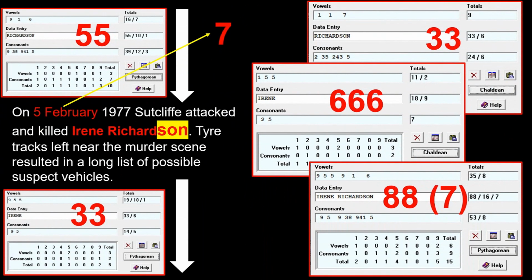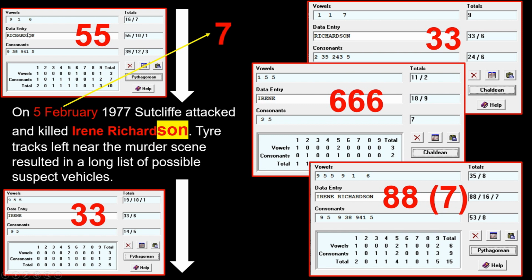Now, another very coded name. So, on the 5th of February, so there's our 5 and 2 for a 7, he attacked and killed Irene Richardson. So there's the son again in the name. And this time he left tyre tracks, and that led the police apparently on some kind of hunt at the murder scene. And it gave a long list of possible suspect vehicles.